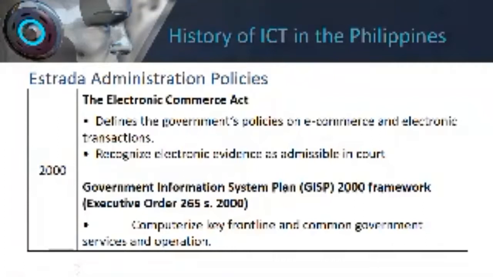Also, in the same year, the Government Information System Plan, or GISP 2000 framework, was established under Executive Order 265 Series 2000. It involves the computerization of key frontline and common government services and operations.